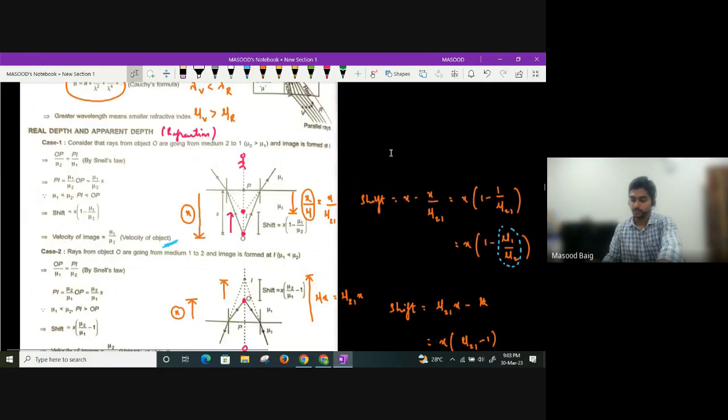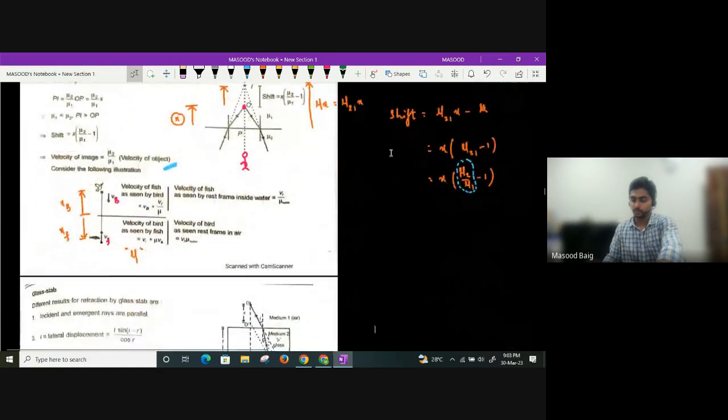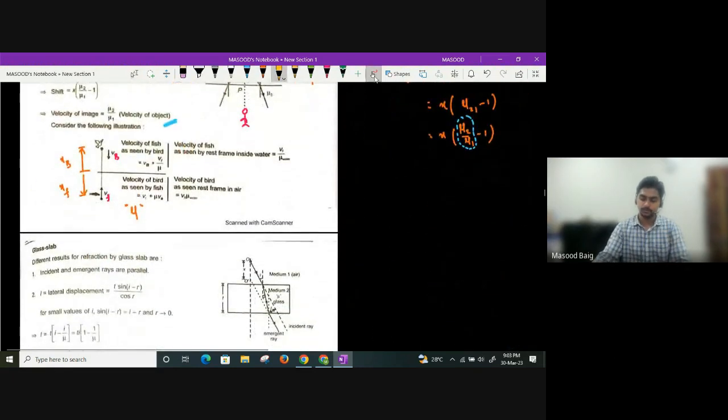I'll just show it here, guys. It is based on again apparent depth and real depth case only. Very simple logic that you should remember. Actual position of fish is here. Okay. Let us say this is our interface. Actual position of bird is here.